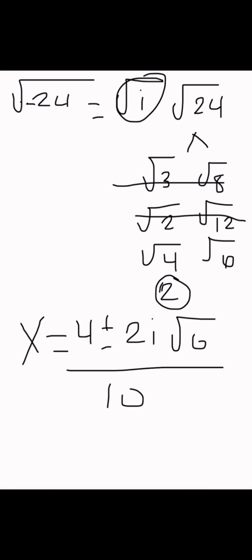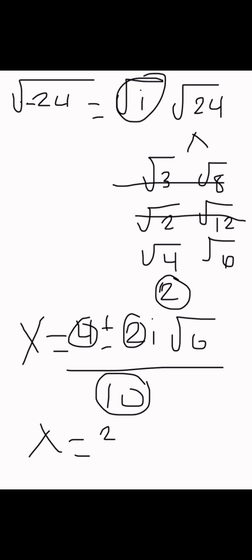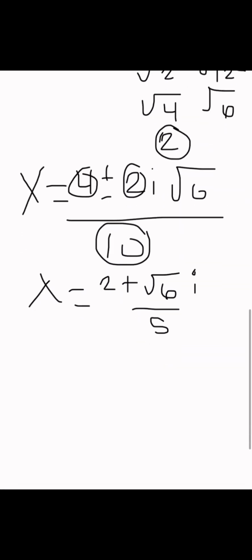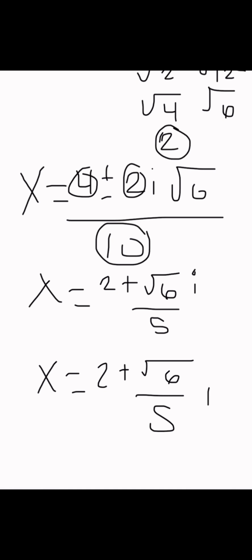But we're not done yet because we see that 2 and 10 could be divided, and also 4. And then that will be x equals 2 plus or minus the square root of 6i, because we can't forget our imaginary root, over 5. So our answer will be 2 plus square root of 6 over 5 i.